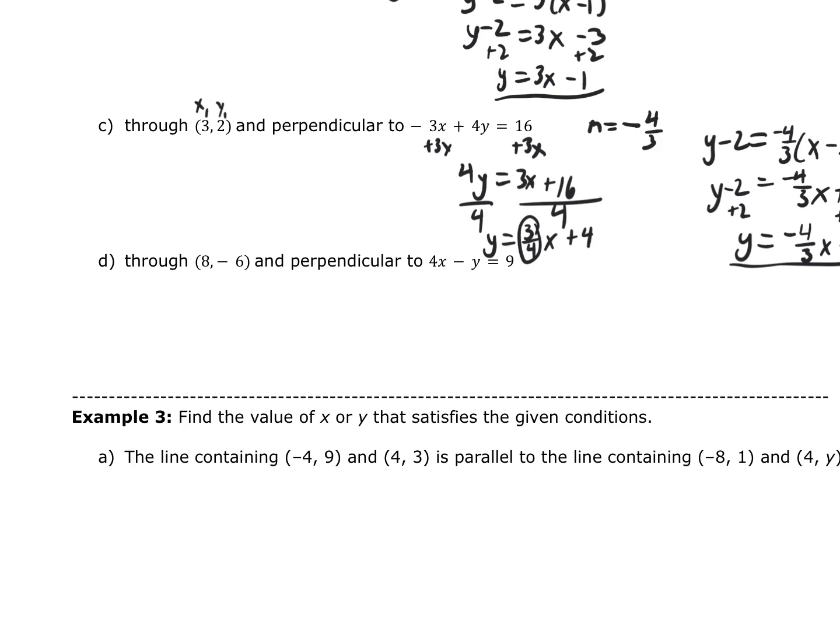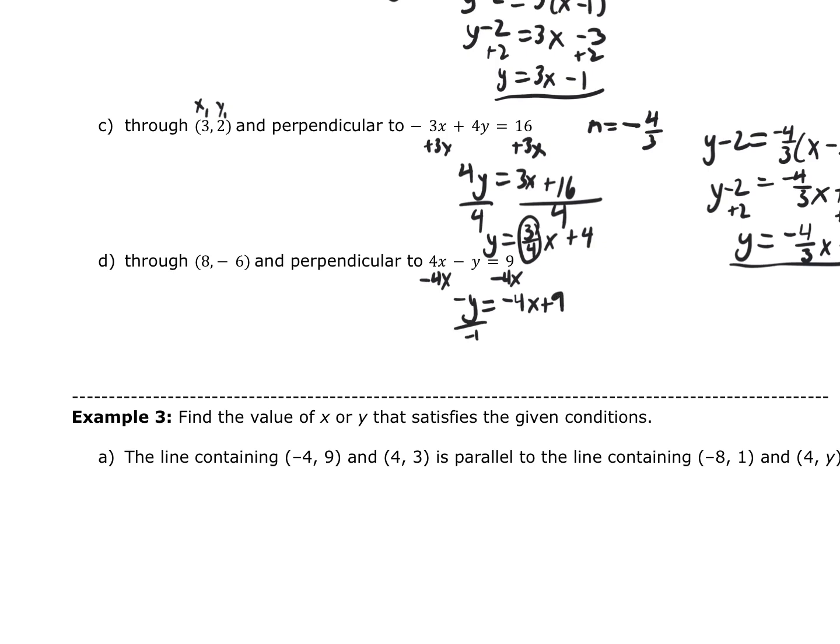Alright, goes through the point 8, negative 6, and is perpendicular to 4x minus y equals 9. Okay, again, perpendicular means opposite reciprocal slope. And to figure out what the original slope was, we need to get the y by itself. So we'll subtract 4x from both sides. So negative y equals negative 4x plus 9.